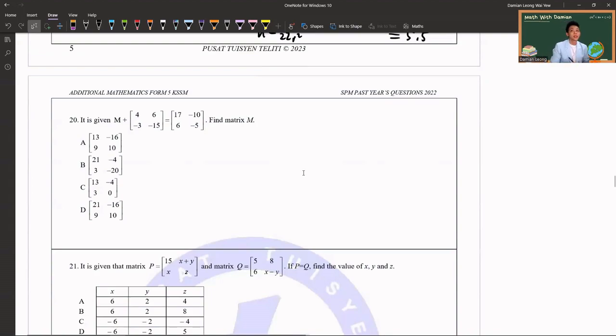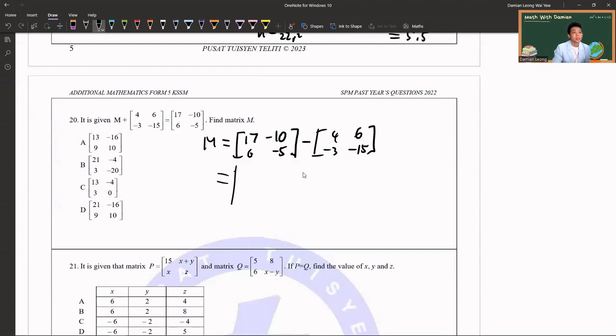Question 20. It is given that m plus 4, 6, negative 3, negative 15 equals to this. So even matrix equations, I can rearrange like the normal equations. I just bring it over, plus becomes minus. So minus 4, 6, negative 3, negative 15. So I just minus each element in the same position. 17 minus 4, 13. Negative 10 minus 6, negative 16. 6 minus negative 3, 9. Negative 5 minus negative 15, 10. So 13, negative 16, 9, 10. Answer would be A.